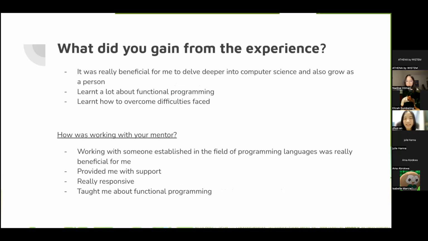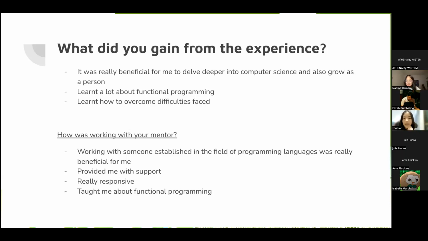Now I'll be talking about my experience in Talaria. This was a really incredible experience for me. Talaria allowed me to delve deeper into computer science and also grow as a person. Not only did I learn a lot about functional programming, but I also learned how to deal with any difficulty that was thrown in my way. For example, I had quite a lot of trouble trying to understand the basics of Koka, but with the help of my mentor, I persevered on and even managed to complete my paper, something that I thought wouldn't have been possible before this camp. This experience has made me more curious, determined, and really encouraged me to continue pursuing computer science.